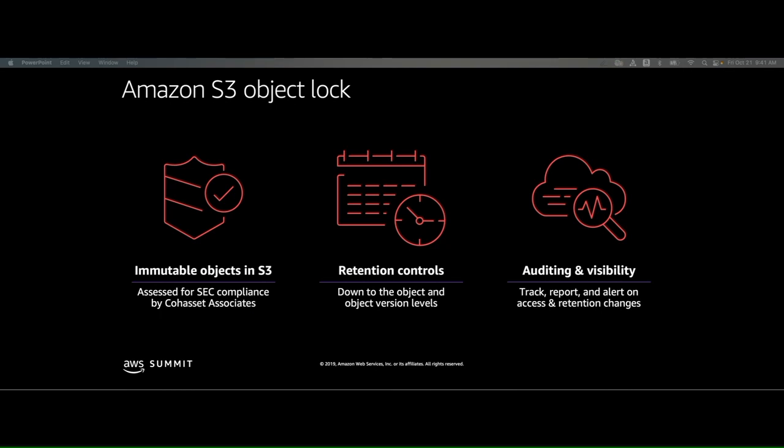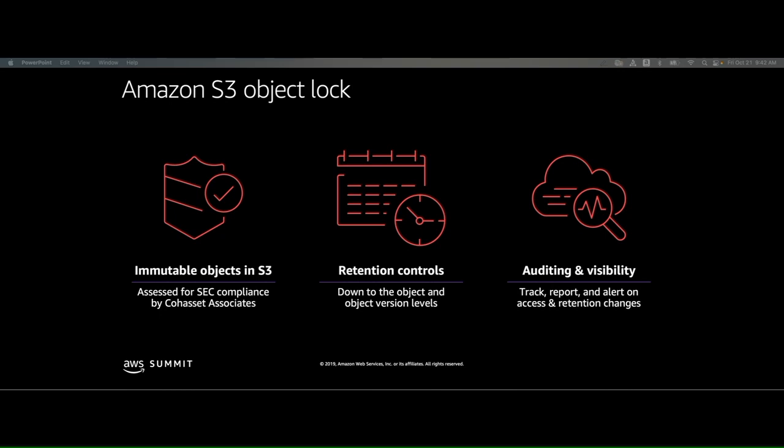We also have Amazon S3 Object Lock. Basically, with this you can store objects using a write once, read many, or WORM, model. Object Lock can help you prevent objects from being deleted or overwritten for a fixed amount of time or indefinitely. So you can use Object Lock to help meet regulatory requirements that require WORM storage, or to simply add another layer of protection against object changes and deletions.